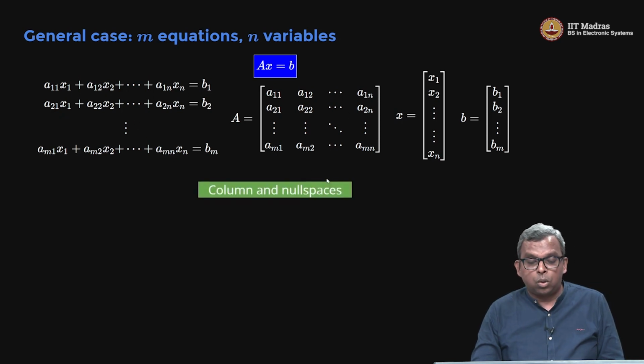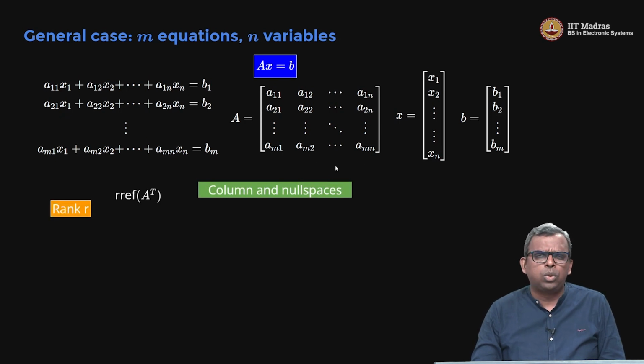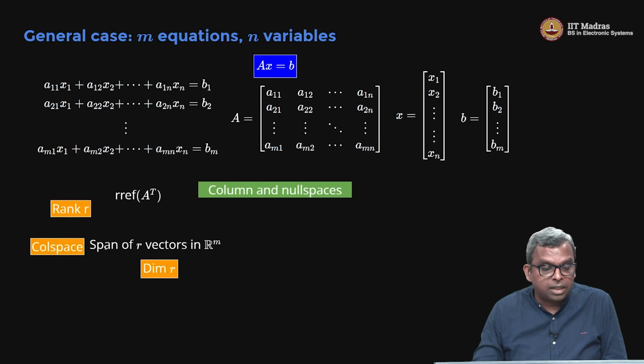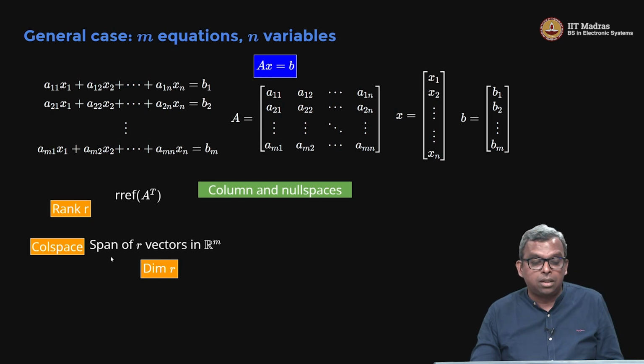So the first thing to do is to start with column and null spaces, and what we do there is exactly the same, right? The same type of calculations with the RREF you have to do with A transpose. You will get a rank r, and you will write down the column space as a span of r vectors in Rm. Notice here the column space belongs to Rm, the span of the columns, and you're going to do the RREF to figure out an easy basis for that span. So you get these r vectors.